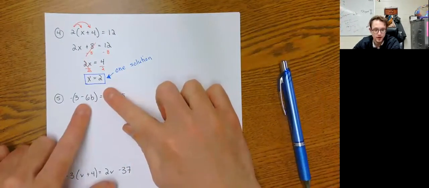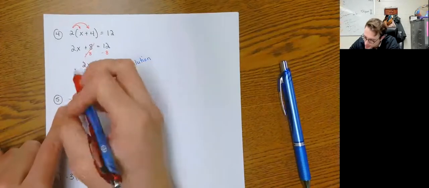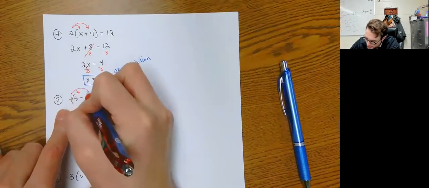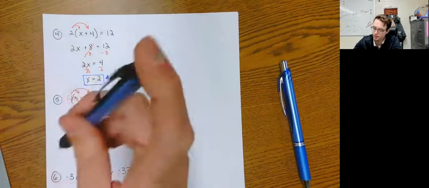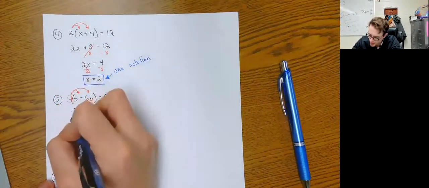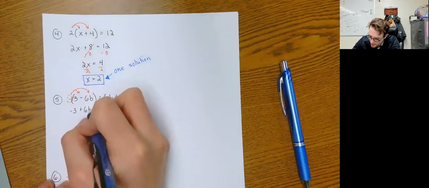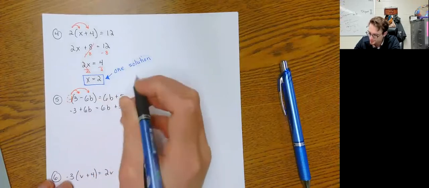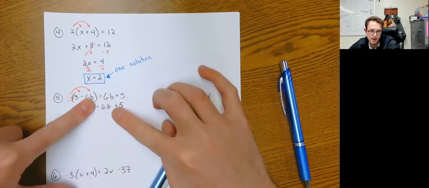Is that simplified? No, it is not. I need to distribute a -1. I need to multiply everything by a -1 because there's actually this little invisible 1 right there. So I'm going to distribute a -1 through. So -1 times 3, -3. -1 times -6b is positive 6b equals 6b plus 5. Okay, that's simplified.